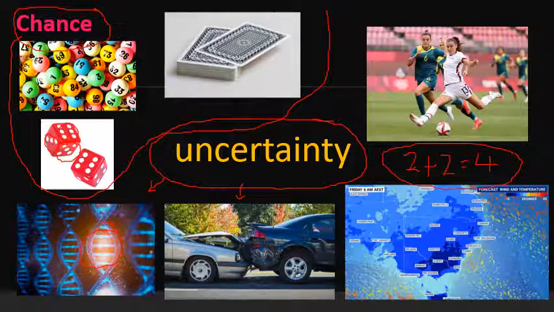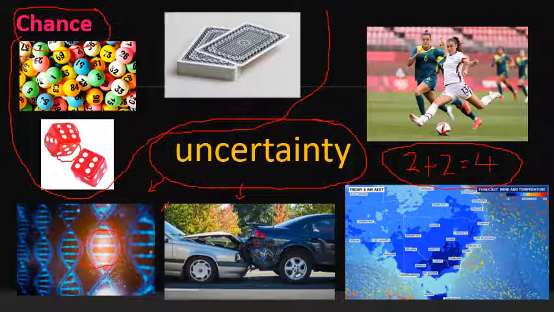So nobody knows how many car accidents there are going to be in any given year. It's completely uncertain, but they can look at data or information from previous years and get an idea of the likelihood or the chance of people in a particular area or a particular age group or a particular type of car having a car accident, and they can make their calculations based on that. Same with weather forecasts. What's the chance that it's going to rain today?